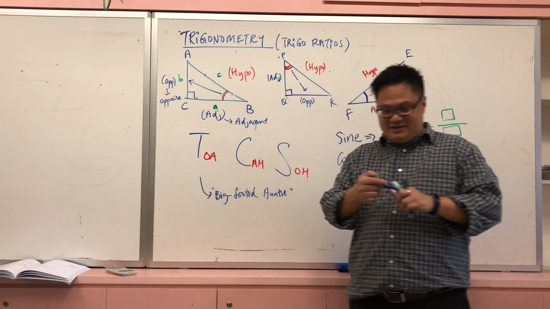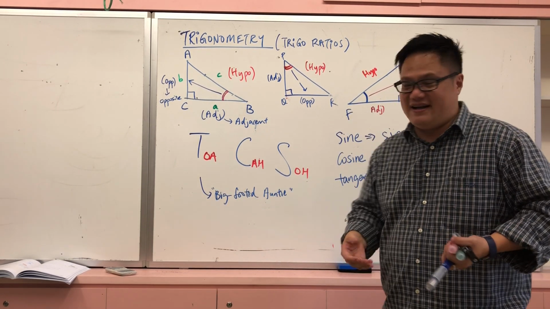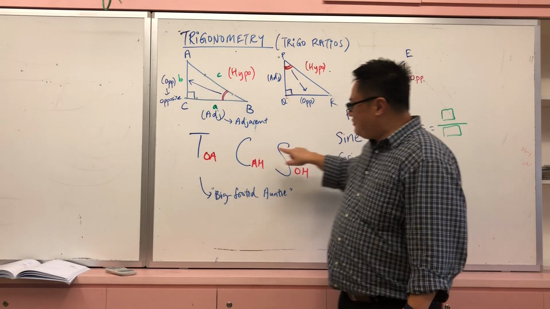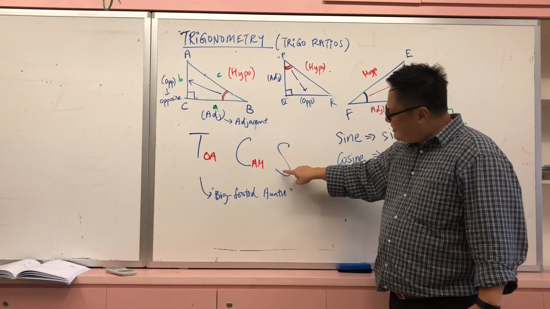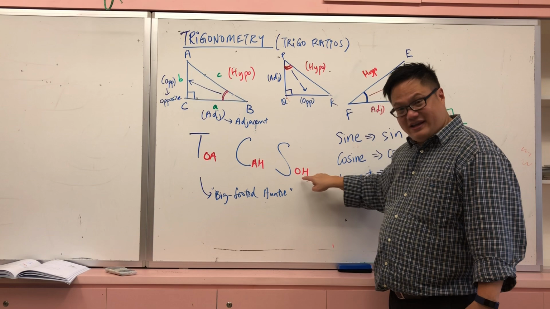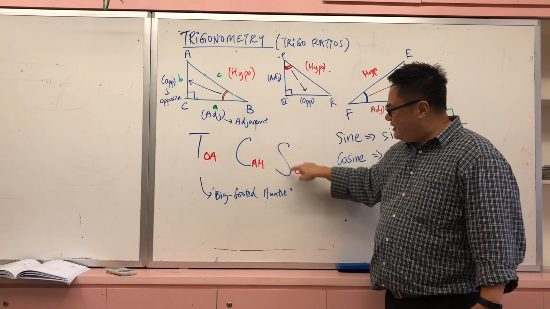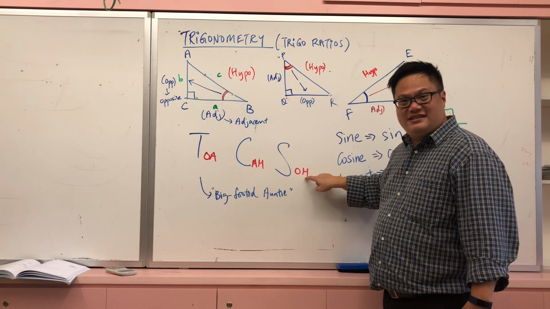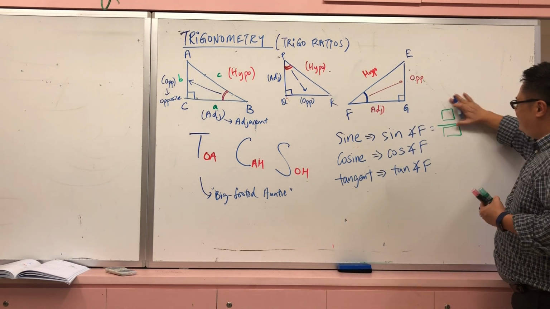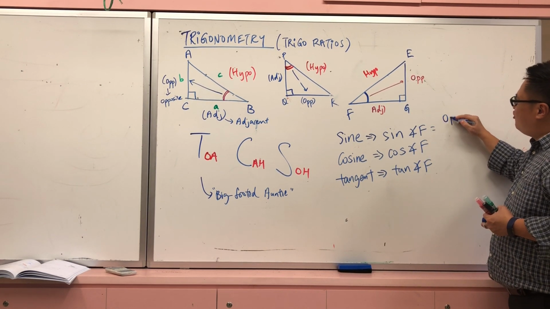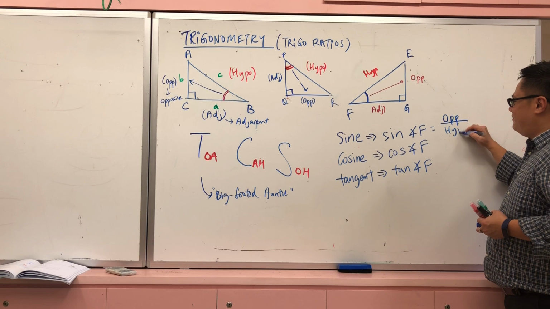How does this help us to remember what the ratios are? You notice this is T. I start from S. S stands for sine. Then you see O and H. It means sine of an angle equals opposite over H. H stands for hypo. So sine of an angle is equal to opposite over hypo.